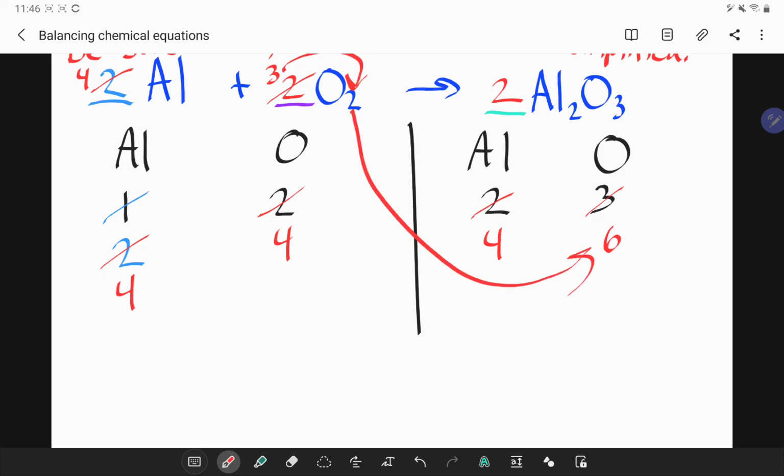equals 6. All right, so if you like that method better, it will work 100% of the time in my class, and it'll work 99% of the time in all other classes. If you like this method, feel free to use it. It is plenty effective.